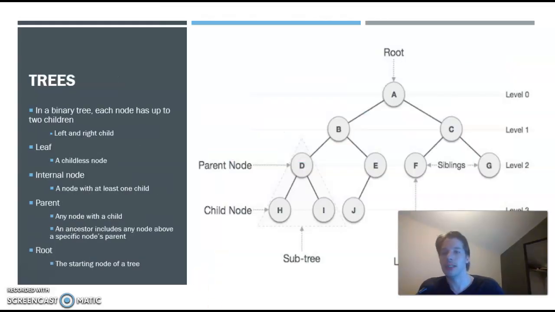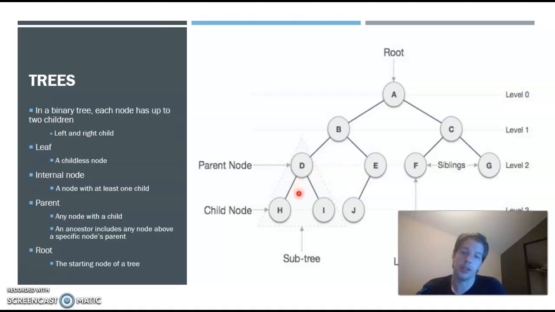Next, we have trees. Trees come in many shapes and sizes. Every tree is basically composed of the same parts. Every tree starts with a root value. That's just the first value added. Most nodes will have up to a left and a right child. A leaf is a childless node, so it's just the very end of the tree. An internal node is any node with a child, which can be 1 or 2, also referred to as a parent node.